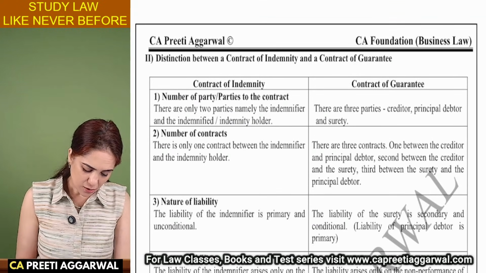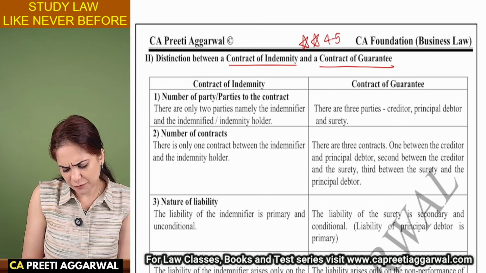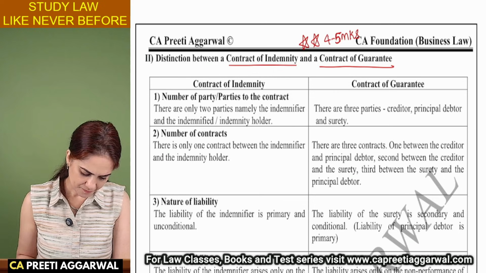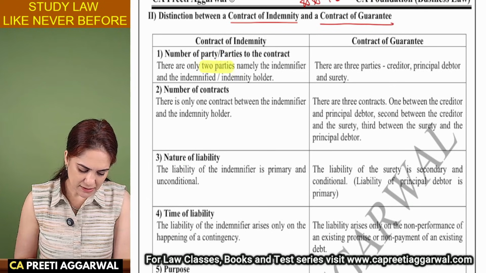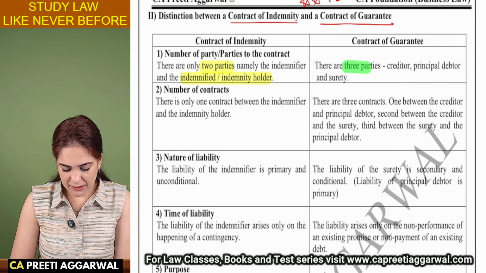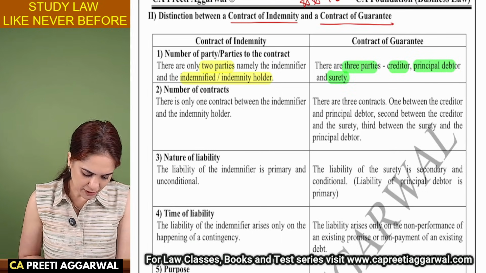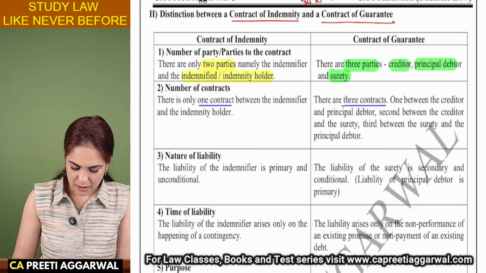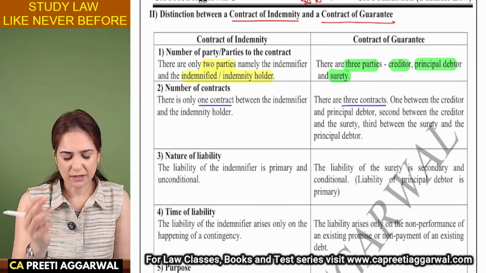The difference between contract of indemnity and contract of guarantee is also very important for exam. Okay, weightage around 4 to 5 marks. The difference between can be asked in the exam. So what is the difference between contract of indemnity and contract of guarantee? In a contract of indemnity, you have only two parties, indemnifier and indemnity holder. But in contract of guarantee, you have three parties, debtor, creditor, and surety. In contract of indemnity, you have only one contract, that is between the indemnifier and the indemnity holder. But in the contract of guarantee, you have three contracts. You have the primary contract between the debtor and creditor, secondary contract between the creditor and surety, implied contract between the surety and the debtor.